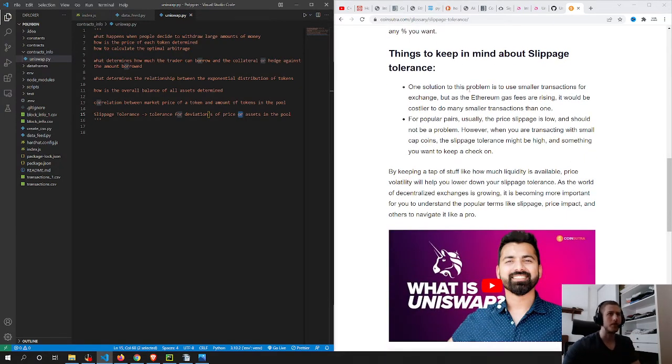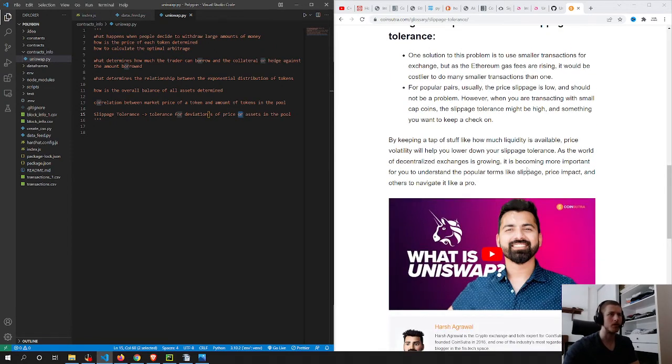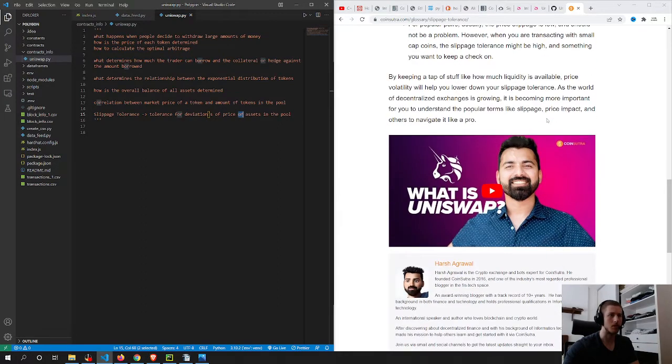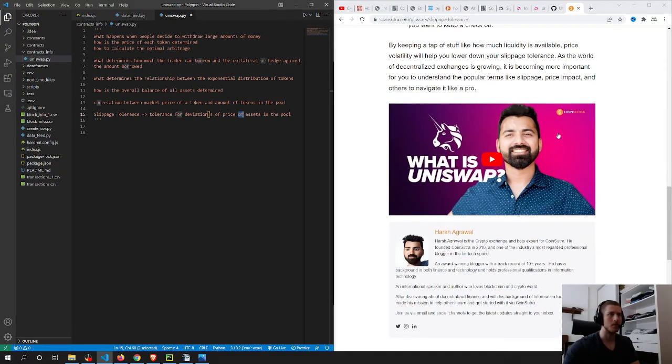One solution to this problem is to use smaller transactions for exchange, but as the Ethereum gas fees are rising, it would be costlier to do many smaller transactions than one. For popular pairs, usually the price slippage is low and should not be a problem. However, when you are transacting with small cap coins, the slippage tolerance might be high and something you want to keep a check on. Okay.